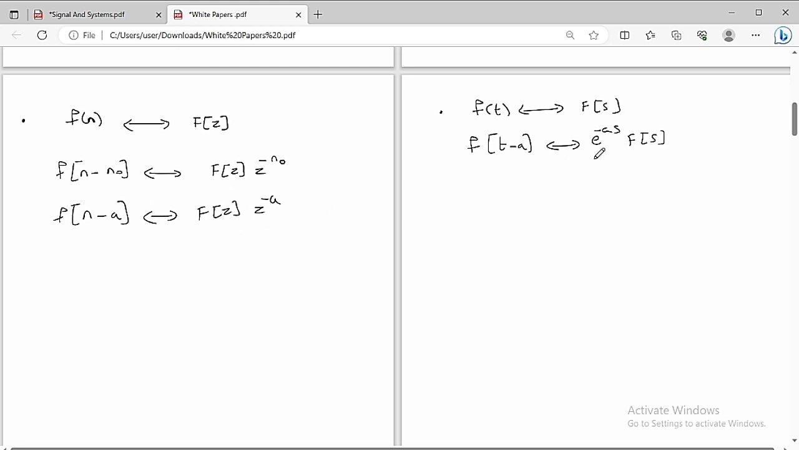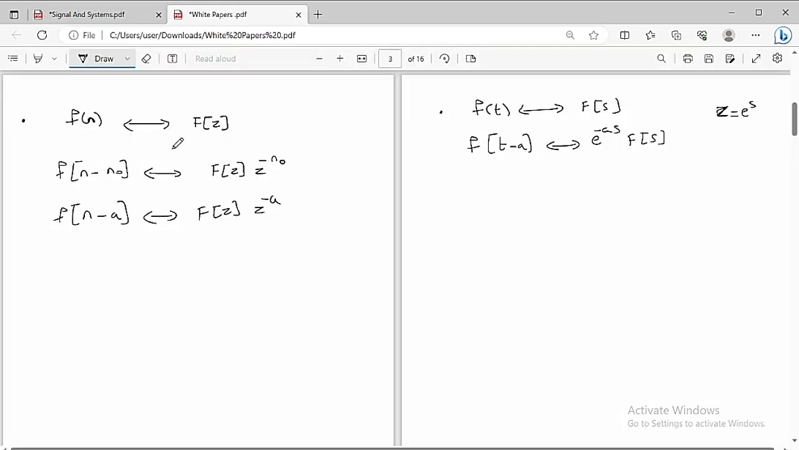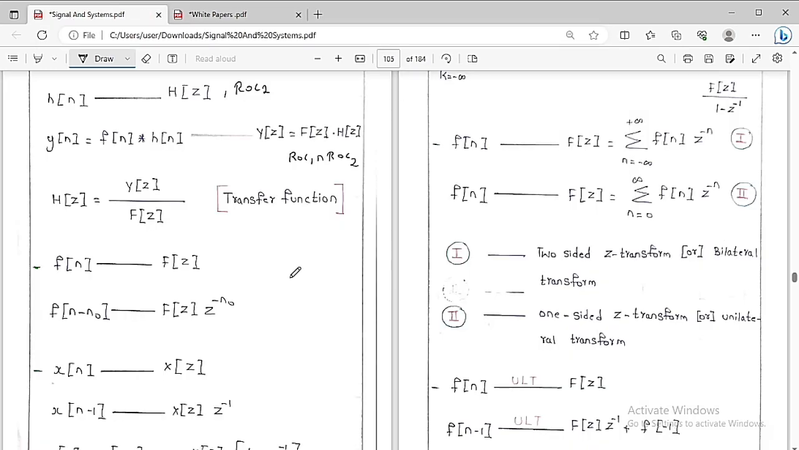See, z is nothing but e to the power of s. I have already told you so many times. So this point always you have to keep in your mind. z is always equal to e to the power of s, because from the Laplace domain only we have got this relation, right? From the Laplace domain I have told you z is equal to e to the power of s. So e to the power of minus as is nothing but z to the power of minus a. This formula you always have to keep in your mind. So now let's see here.